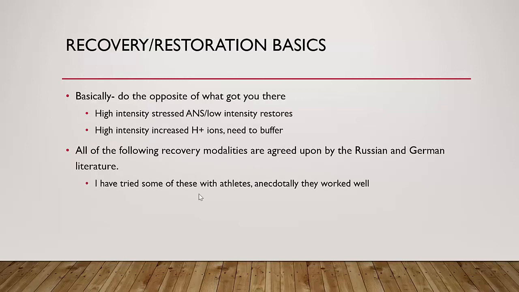Now, let's look at some of the recovery restoration basics. Whenever you get down to it, you do the opposite of what got you there. If you have high stress to the autonomic nervous system, you have to do low intensity to restore it. If you have high intensity, which led to increased ions, you need to do things that would buffer it. So like working the aerobic energy system that would pull out the hydrogen ions and allow it to go down the chain, the electron transport chain.